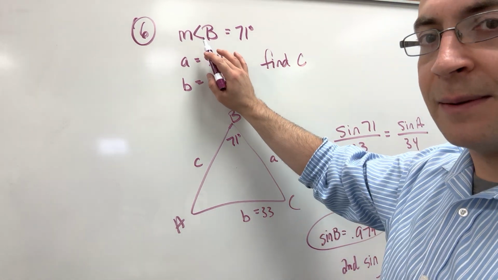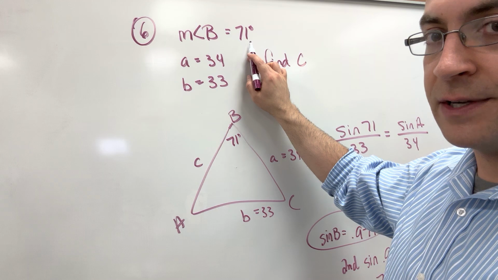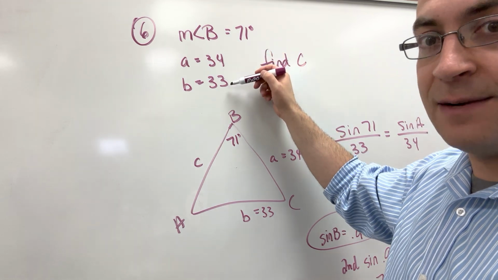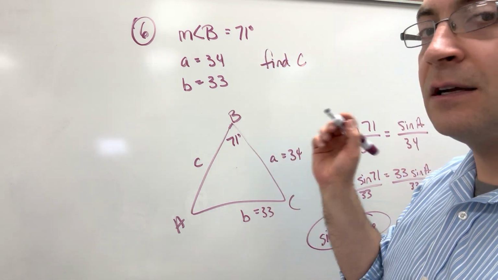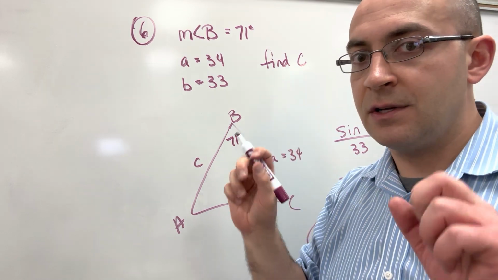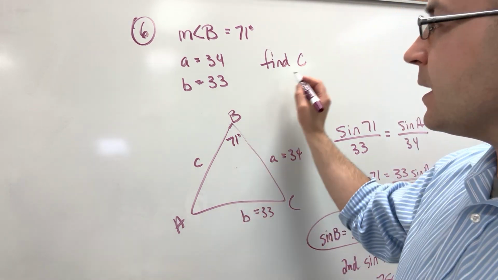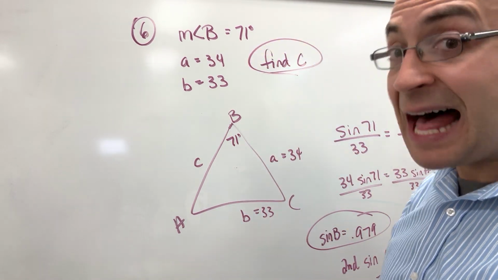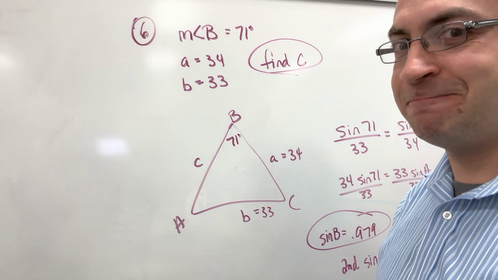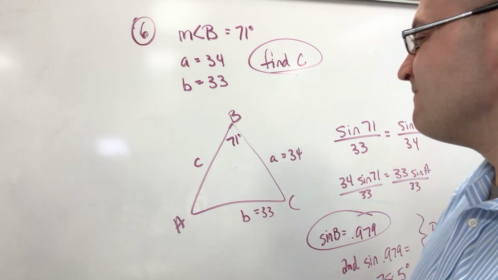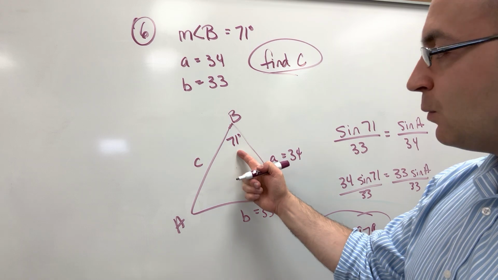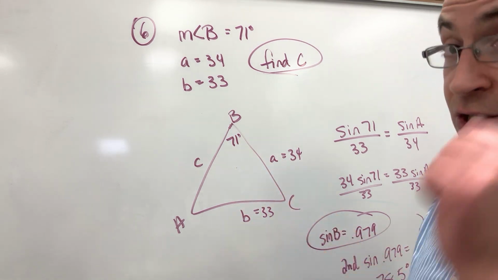In this particular problem, I'm giving you the measure of angle B, which is 71 degrees, and I'm giving you sides A and B. Remember, these are SSA triangles, so two sides and one angle. This one wants me to find side C. That's a little c. I know it's hard to see. Okay, I drew my triangle, 71 degrees for angle B, and I've got my two side measurements, A and B, here.